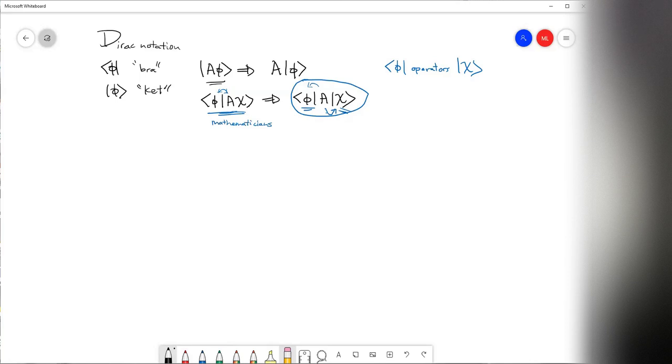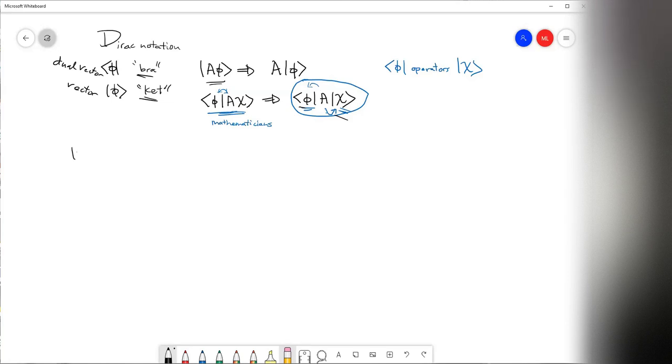Okay, so these are called bras, these are called kets. These are dual vectors, these are vectors. So you put operators between them, and when you have two of them, you get an inner product. You can write operators now in a different way.